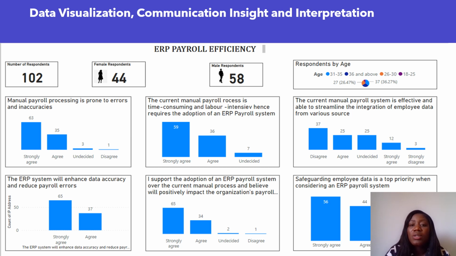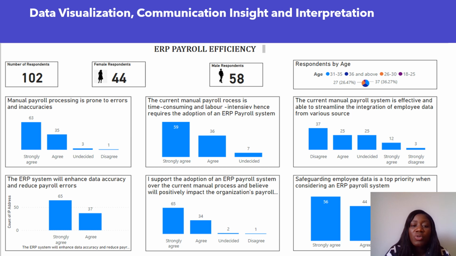The current manual payroll system is effective and able to streamline the integration of employee data from various sources. We have 37 disagree, 25 agree, 25 undecided, 12 strongly agree, and 3 strongly disagree. The ERP system will enable data accuracy and reduce payroll error. We have 65 strongly agreed and 37 agreed.